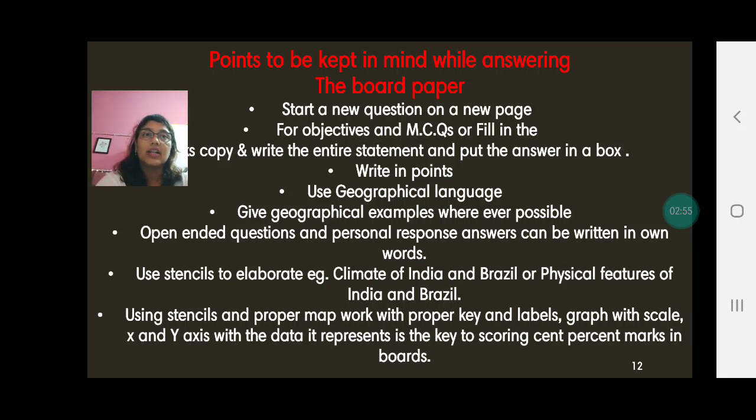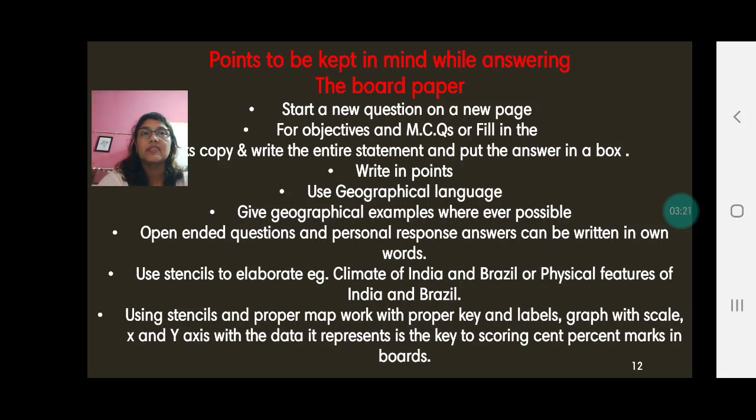For answering the questions, you may answer in your words, but remember it should be in geographical language. For example, if you're writing the climate of India or climate of Brazil, you cannot just write flowery language. You need to actually use the geographical terms. That is what I mean, like temperature, rainfall and all those things.